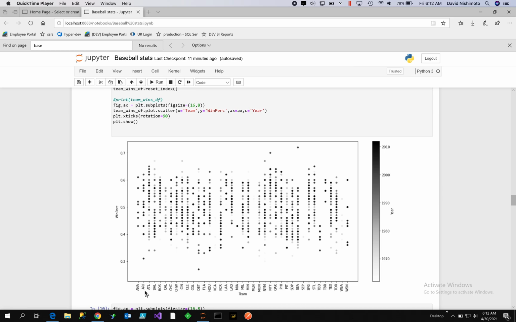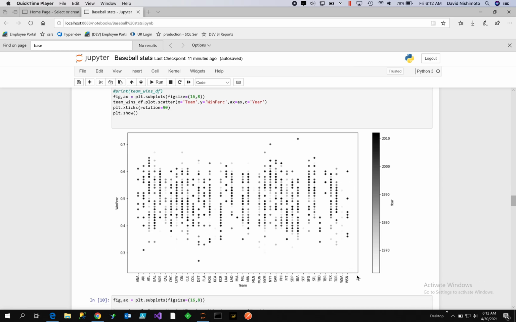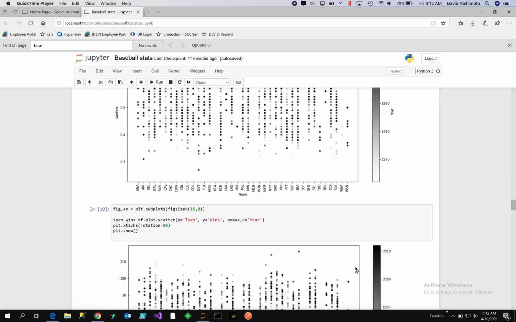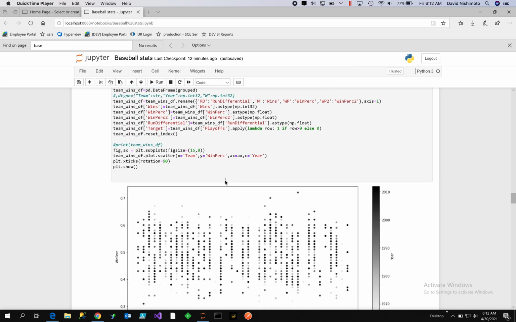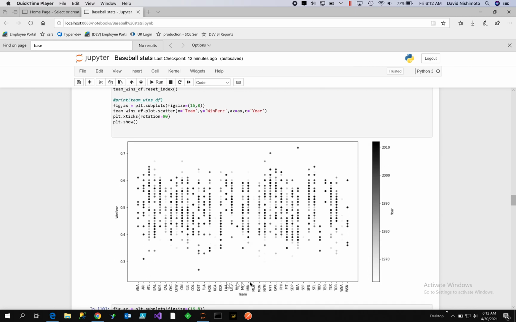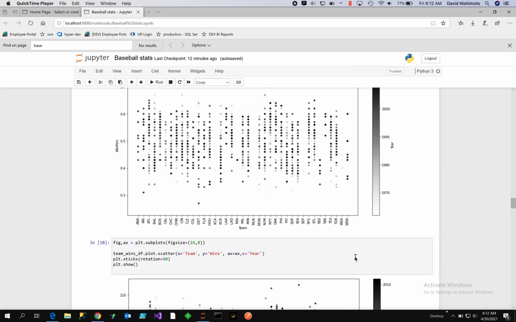And again, you can see here's the win percent, and what we're looking for here is the team by the win percent. So we'll look at the team by the win percent, and you can see if the win percent is not high, they're not going to make the playoffs.